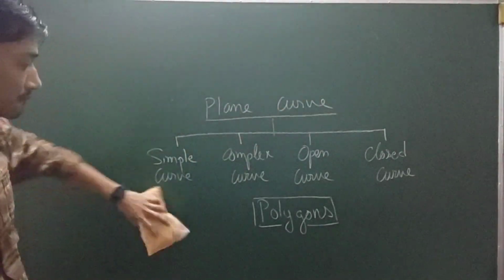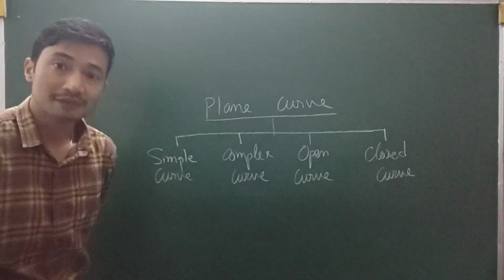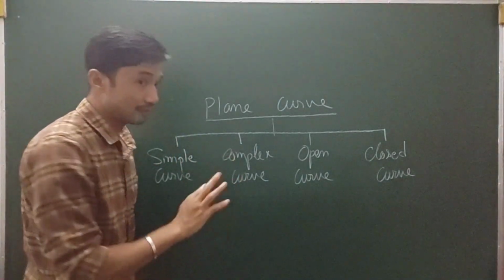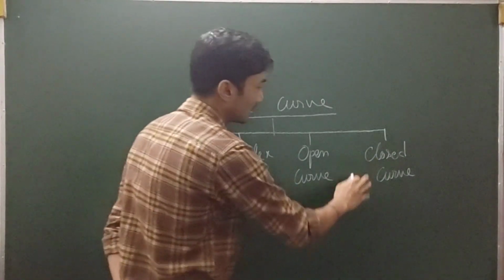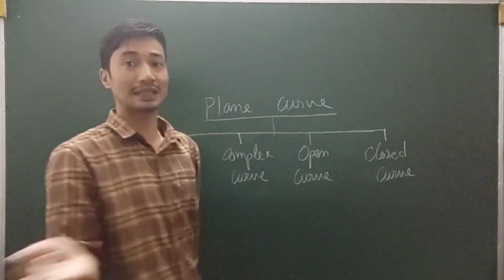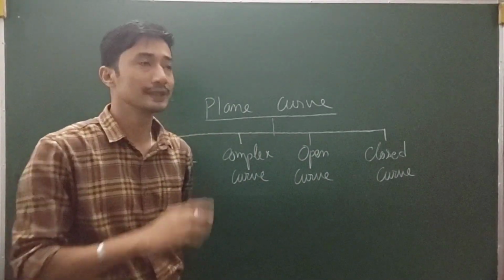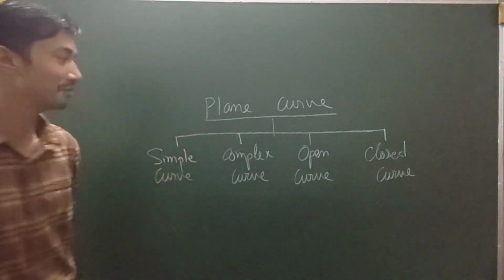And after that, we have 4 types of plane curves. Simple curve, simple to simple. Complex curve, complex to complex. Open curve, open means open. Closed curve, closed means closed. That's how easy it is, if we just use a little bit of our common sense, which is very important because it is very uncommon.